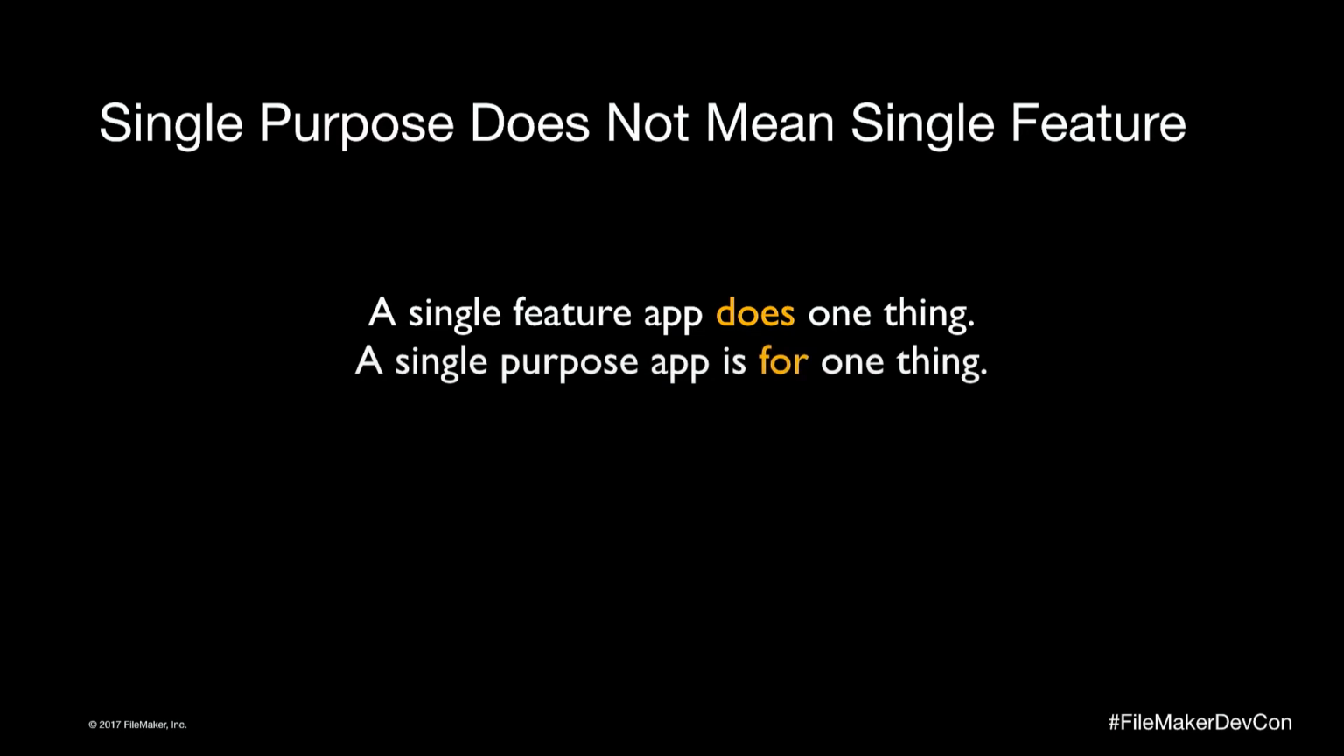So going by that, the best definition I could find, or the best quote, is: a single feature app does one thing. On the other hand, a single purpose app is for one thing. And if we go by this, then we can derive that a single feature app is a single purpose app. But I think more importantly, a single purpose app can have multiple features. It doesn't have to be very Spartan and too lean and only have one thing. It can be very rich. It can have a very great user experience with multiple features, just as long as it's narrowly focused.